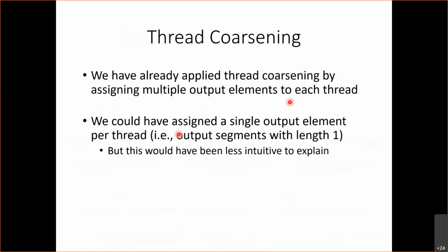Now we could have assigned a single output element per thread, like I said. In this case, the output segments would have had length one. The reason we didn't do that is this would have been slightly less intuitive to explain. It's easier to explain merging multiple segments than merging two segments where the output has size one. So this is part of the reason why we explained it with coarsening already applied. Another reason is that we did have a shortage of time in the last lecture.